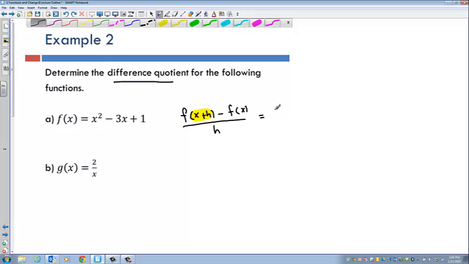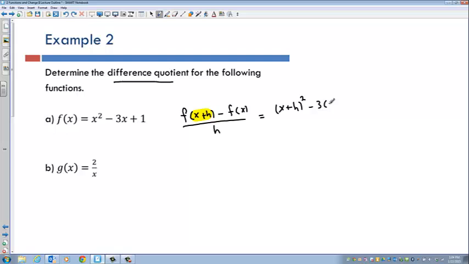So it says square it. So first thing I will do, whatever's inside there, I'm going to square it. So I have x plus h squared. And then take away 3 times it. So then I'll take away 3 times whatever's inside there, so minus 3 times x plus h. And then you add 1. So this right here is f of x plus h.